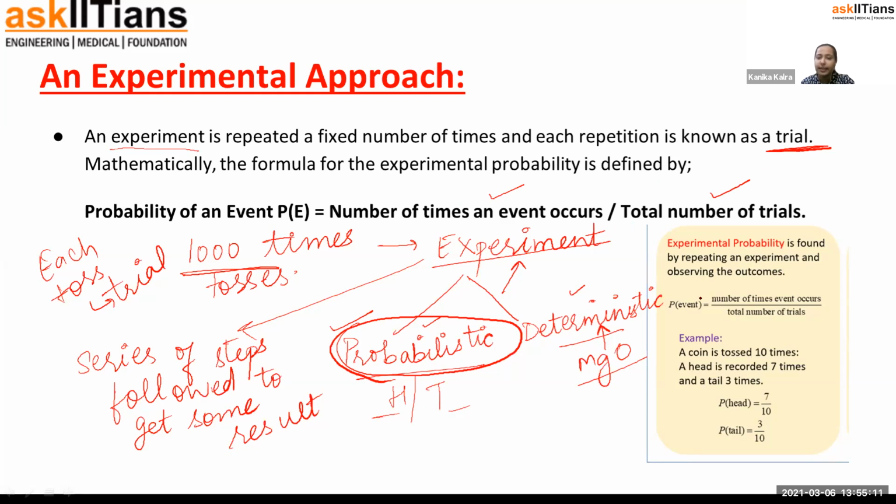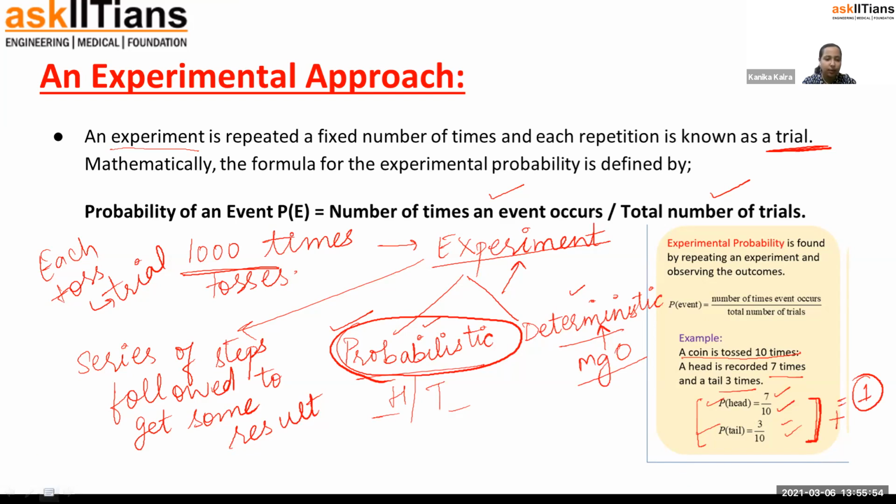For example, here they have taken a coin which is tossed 10 times, and head is recorded 7 times, tail is recorded 3 times. So the probability of getting a head would be 7 upon 10. That's the required event over the total number of trials. Similarly for tail, it would be 3 over 10. Now, as I told you, probability cannot be greater than 1. So the probabilities associated with a single experiment, when you add them, give the result 1. You cannot have probability greater than 1.